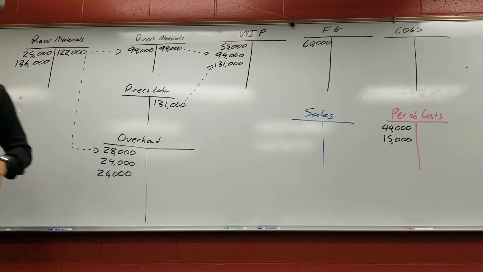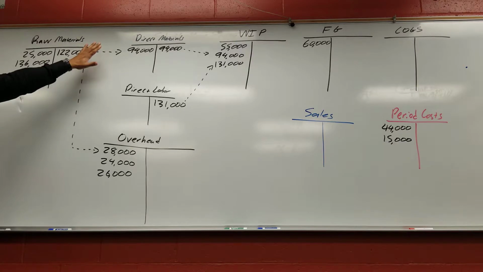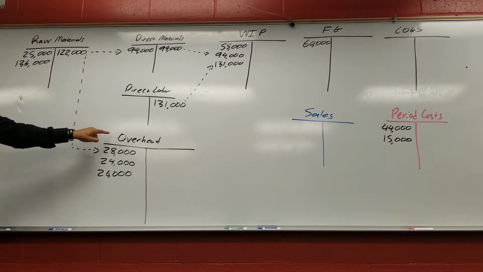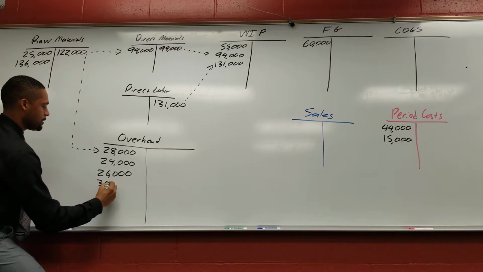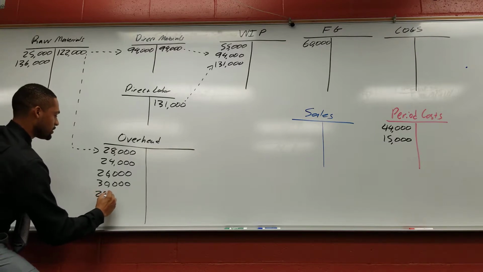Okay. Next one up is factory rent. That is a product cost, specifically overhead untraceable. You're going right here for $30,000. Next one is factory depreciation. $24,000 took place in the factory, not traceable, also going right here, $24,000.